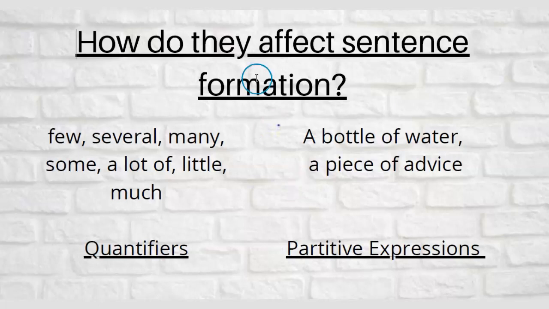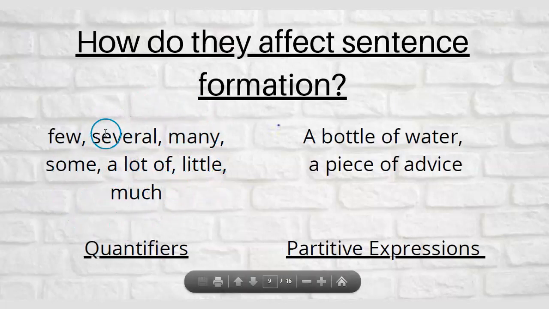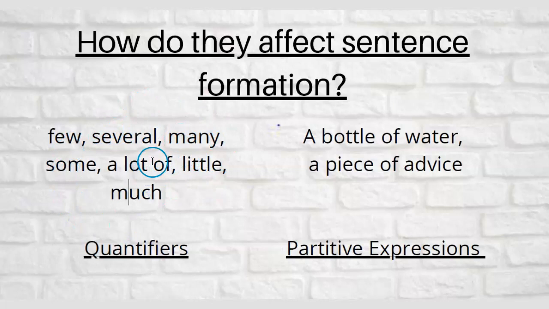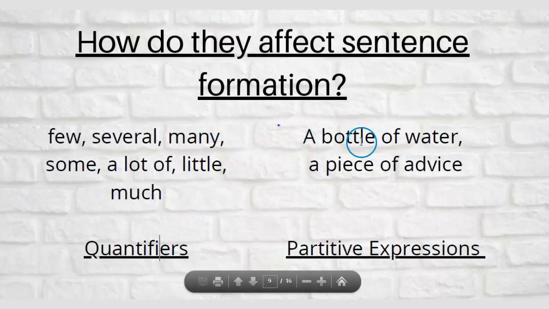Now, let us look at how they affect sentence formation. So now we have understood the basic concept. Now we are looking at the application. Words like few, several, many, some, a lot of, little, much. And there will be some more that we will talk about. So these words can be arranged with either countable nouns or uncountable nouns, and some of them can be collocated with both, but some of them are very specific and you cannot mix them up. And these words are known as quantifiers.